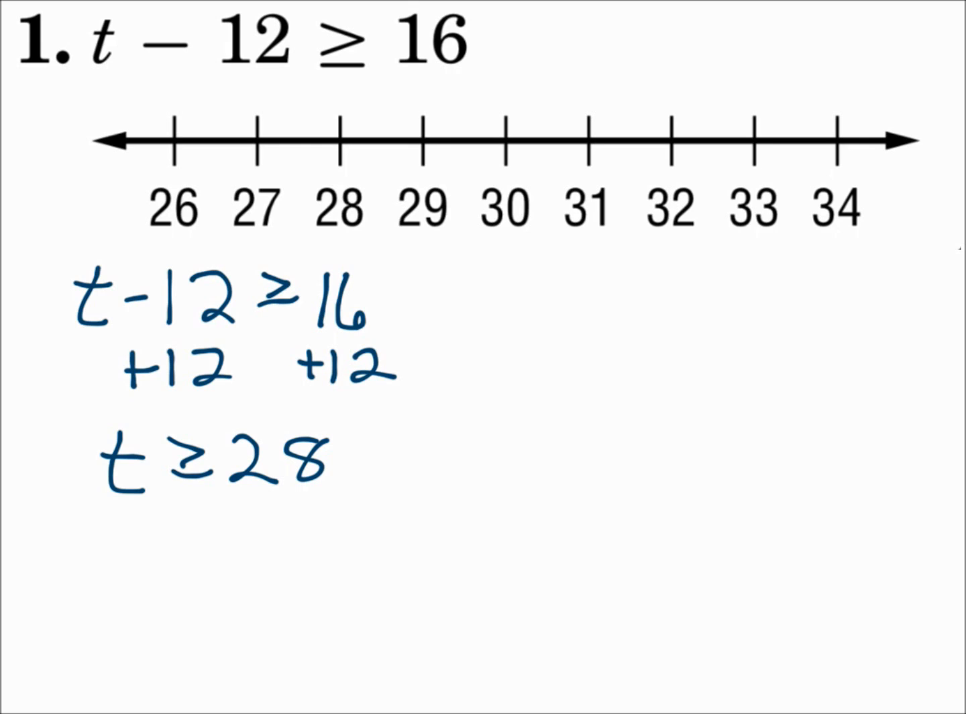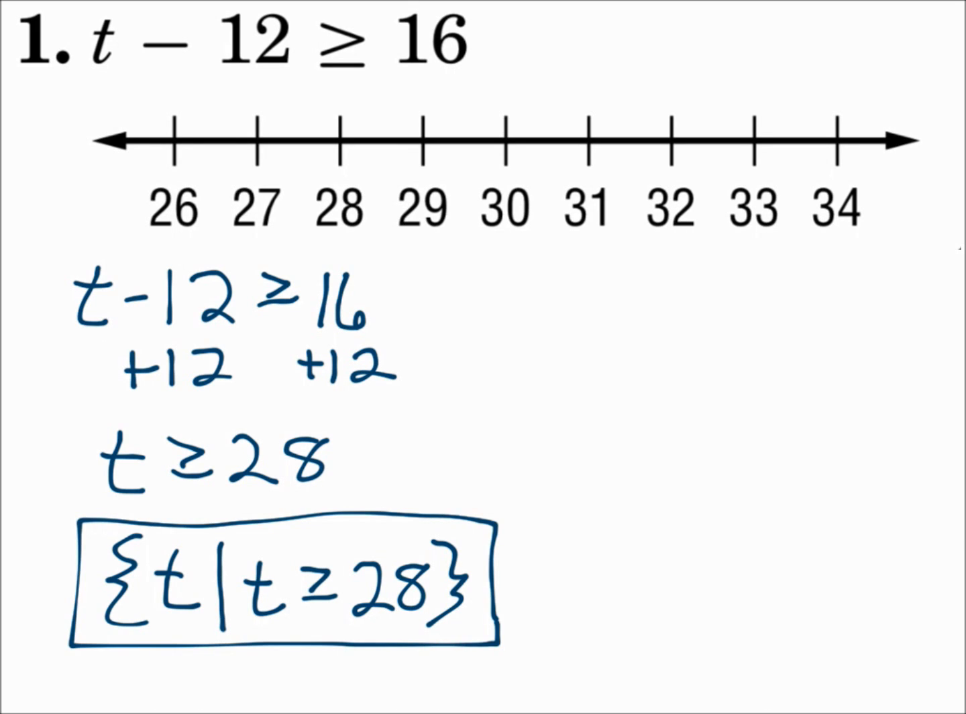When you write the solution, you write it in this form. An open bracket, t, and then that bar means such that t is greater than or equal to 28. What that says is the solution is all t such that t is greater than or equal to 28. Now 28 is my important number. Let's check on the number line and show why the system of graphing works.